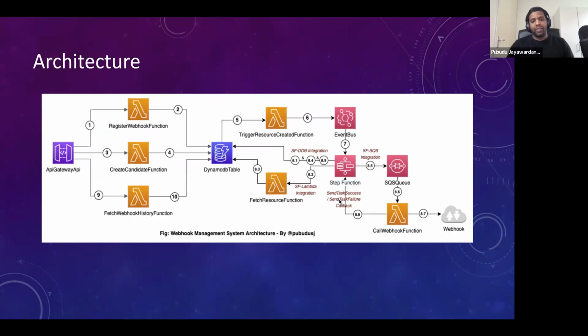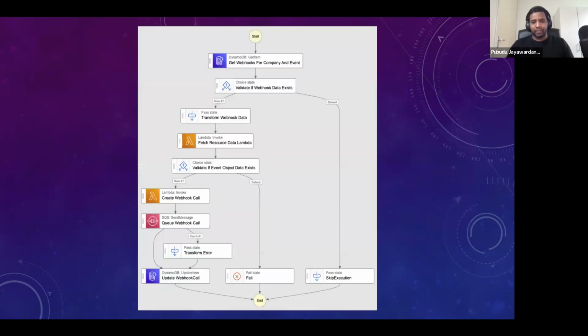Like this. There are methods called send task success and send task failure within the Step Functions SDK. We can use that data. If we receive a send task success, it will directly go to the update webhook call step, where it updates the DynamoDB table with the success result.